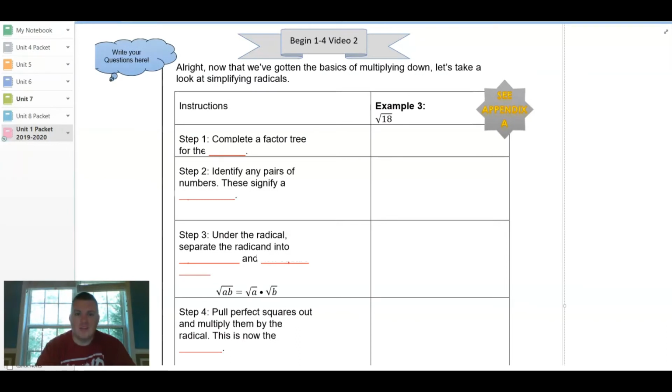Alright, welcome to video 2. Like I promised in the last video, we are going to take a look at how to simplify radicals, specifically square roots, in this video.